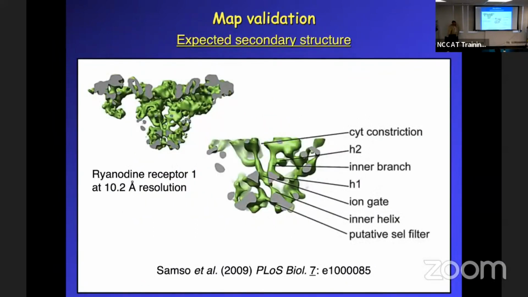Just to tell you that this is not so easy, this is a 10.2 angstrom resolution map, so forget the 0.2. But here are some densities that might actually represent alpha helices. But it's becoming kind of difficult to say whether this is really so. 10 angstrom is not quite ready yet to really resolve alpha helices nicely.